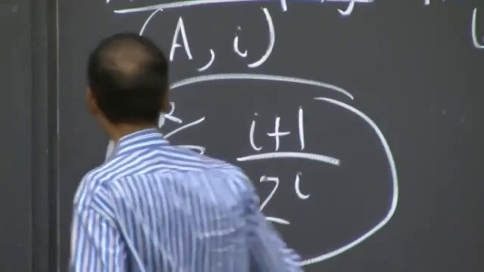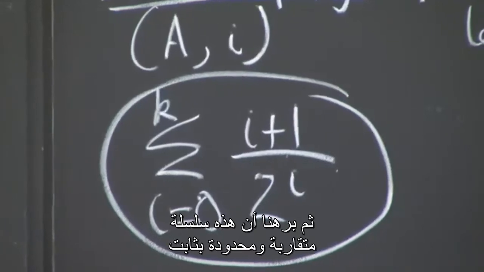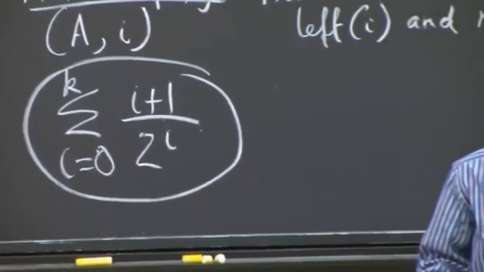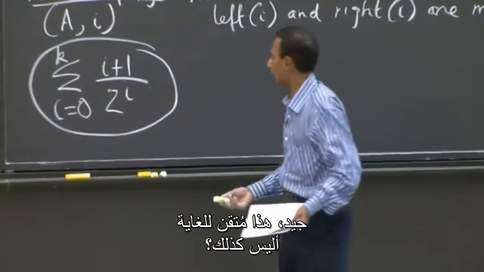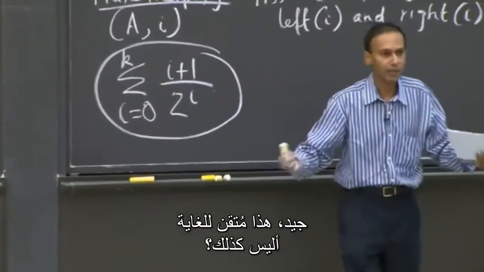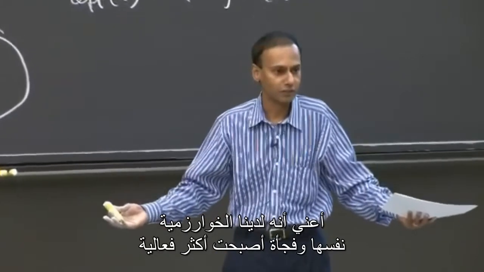All right, and then the argument was made that this is a convergent series and is bounded by a constant. All right, that makes sense? Good. So that's pretty neat, right? I mean, you had the same algorithm, and voila, it suddenly got more efficient, right?